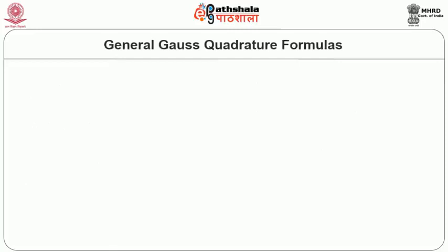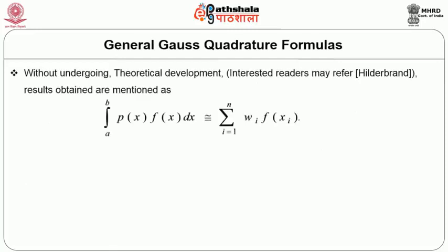for Gauss quadrature formulas, there is a very strong underlying theory of orthogonal polynomials, and using those theoretical developments of the orthogonal polynomials, the Gauss quadrature formulas have been developed long back in the past era. We may not be going into the theoretical development, but the results are worth mentioning. So, let us just mention the results.